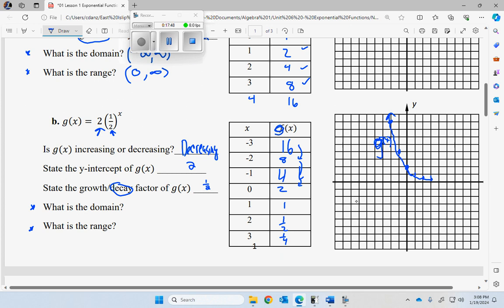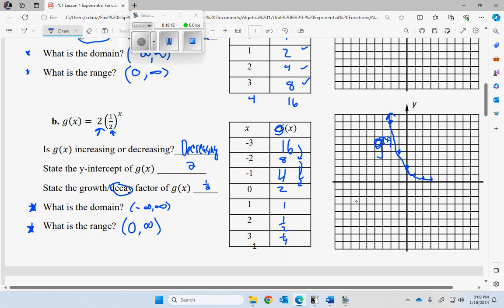And I forgot to mention it back when we did part A, that you needed to add this domain and range in. So hopefully you just added it to your notes. For B, we're going to add it also. Again, there's arrows at the ends of this. So the domain is all real numbers, -infinity to +infinity. And the range, how low does it go? Well, it's getting super close to 0, but never touches it. And it's going off to infinity.